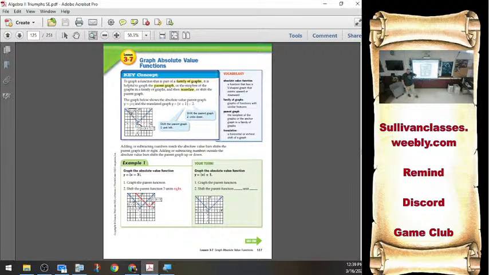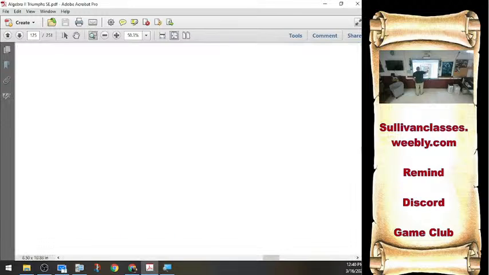Okay, so we're going to move on to 3-7 then. Because if you got the whole transformation thing, the whole up, down, left, right, then this is just an extension of that. But it's a different kind of graph. What we did yesterday was lines and quadratics. Now we're going to do absolute value. And talk about absolute value.